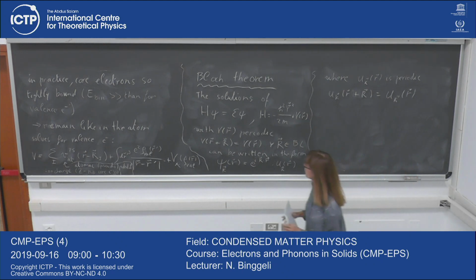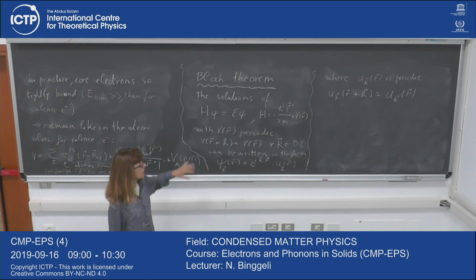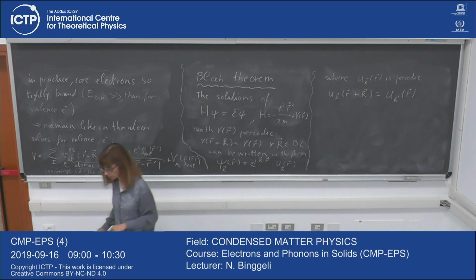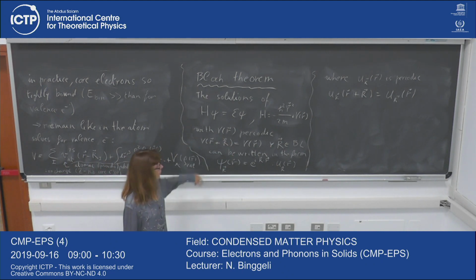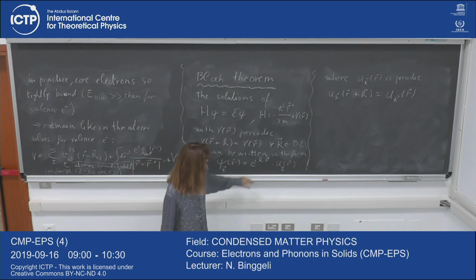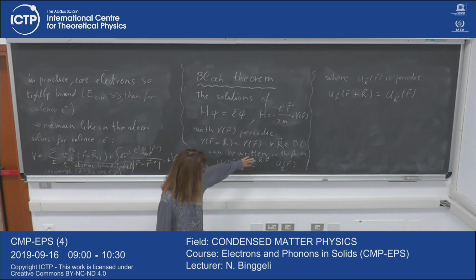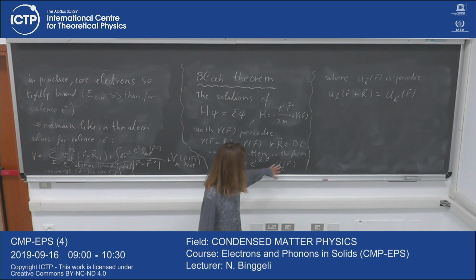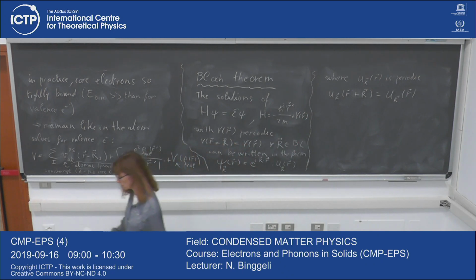So the Bloch theorem states that the solution of my crystal Hamiltonian, since I consider a crystal potential that has the periodicity of the Bravais lattice, can always be written in this form, that is an exponential e to the i K R, where K is a real vector with real numbers, and a function U of R that is periodic, that has the periodicity of the Bravais lattice. So this is the Bloch theorem.